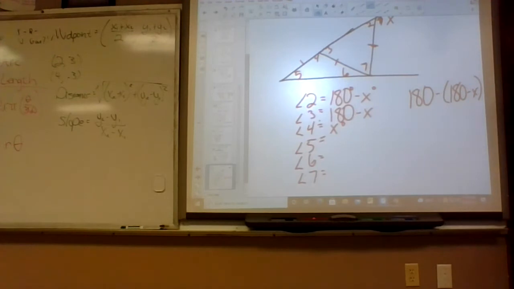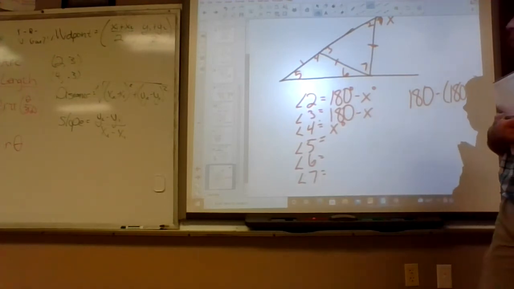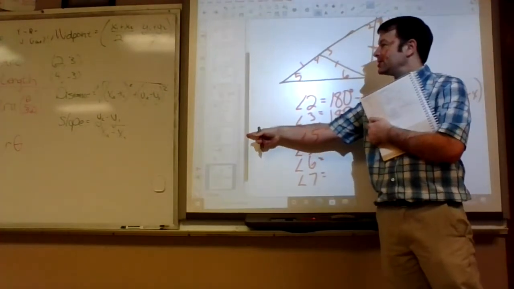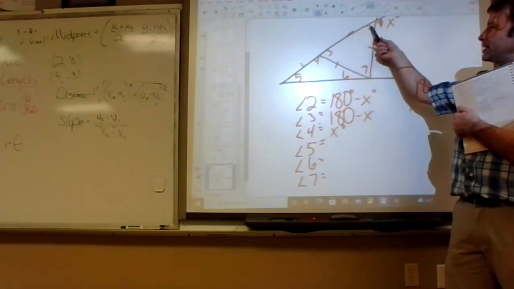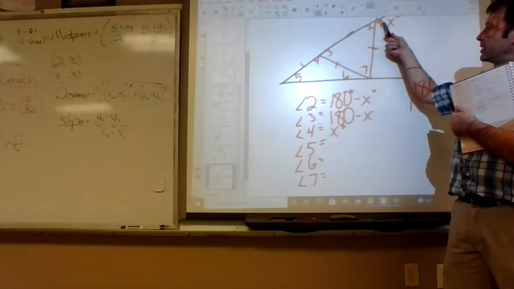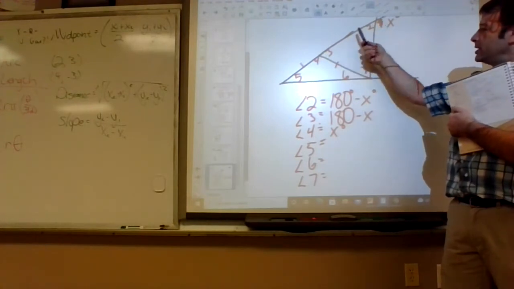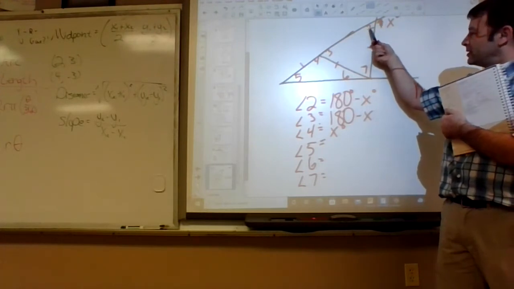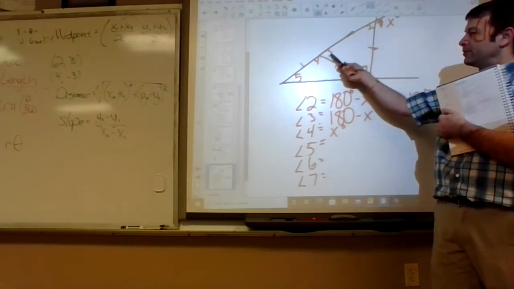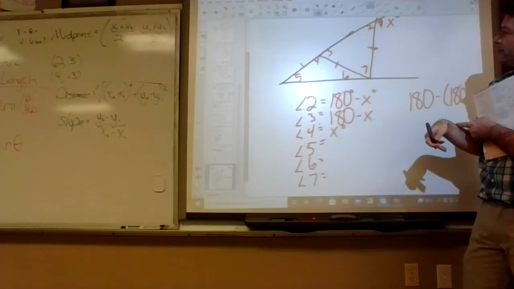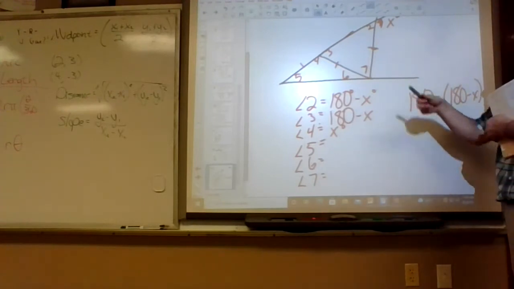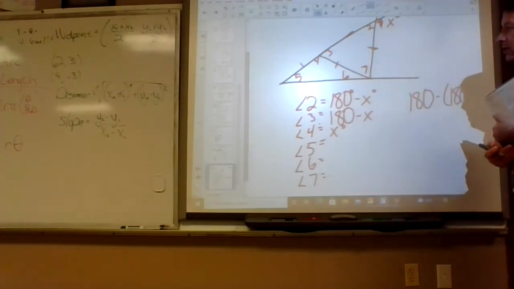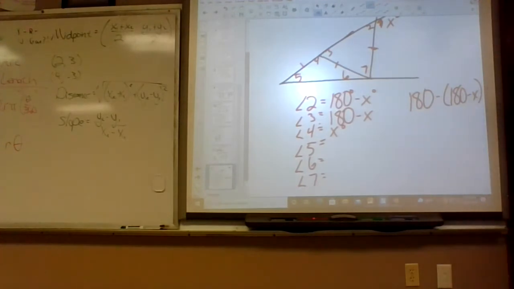Didn't leave myself enough room right there. So basically, 2 and 3 are the same thing, right? And angle 1 and angle 4 are both supplements. Angle 1 is a supplement of angle 2, angle 4 is a supplement of angle 3. So 1 and 4 have to be the same thing, x degrees. Okay, if 4 is x degrees, how do I find 5 and 6?